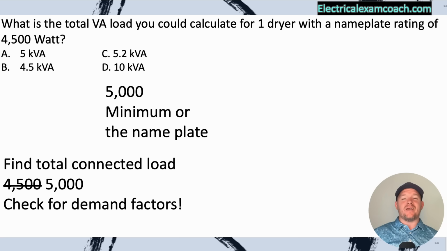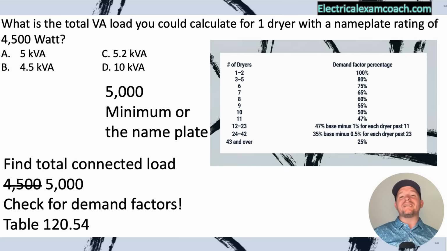Now, we check for demand factors. For that, we're going to head over in your book to table 120.54. On the left-hand side, we come down and we find our range, which is 1 to 2 dryers. And when we slide over, we find that it's calculated at 100%. So in this case, there is no demand factor. And we select A. Great job.